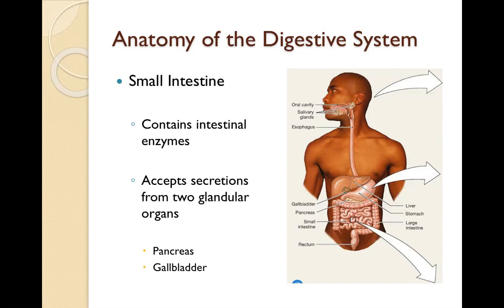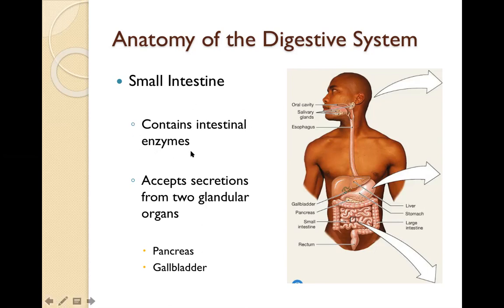The small intestine contains enzymes. We're going to talk about these enzymes. And these enzymes will help break down some sugars. These enzymes will help activate other enzymes to help with digestion of proteins and fats. We're going to talk about all of these.